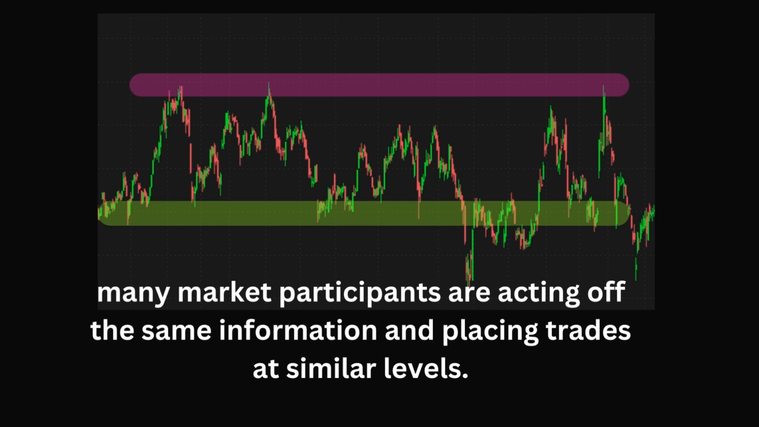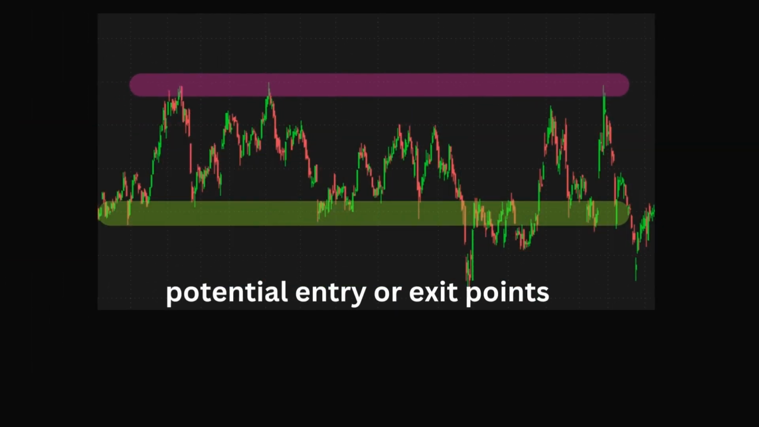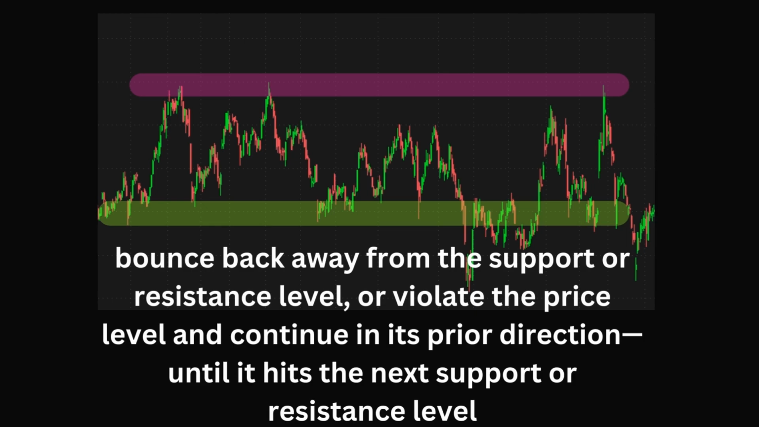Trading with support and resistance. Once an area or zone of support or resistance has been identified, those price levels can serve as potential entry or exit points because, as price reaches a point of previous support or resistance, it will do one of two things: bounce back away from the support or resistance level, or violate the price level and continue in its prior direction, until it hits the next support or resistance level.